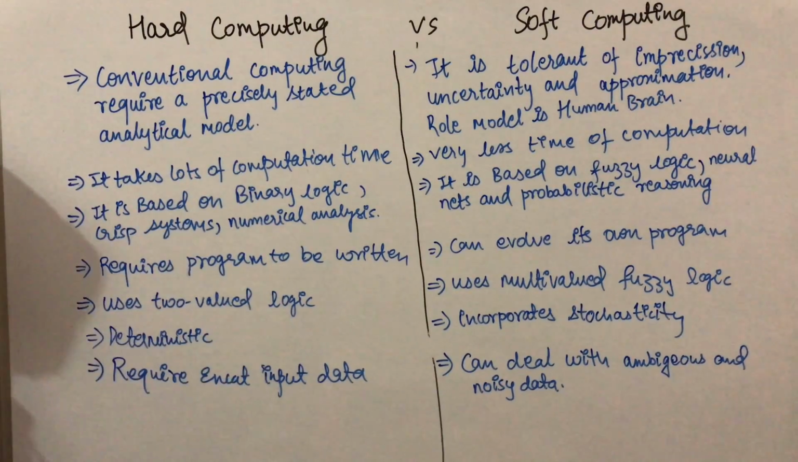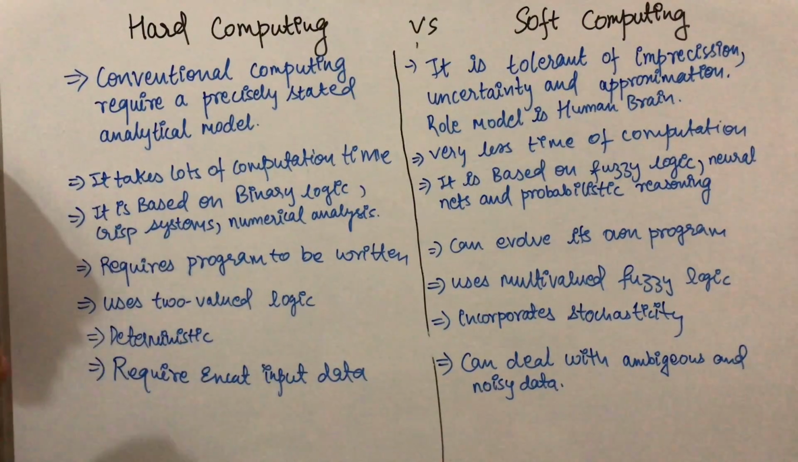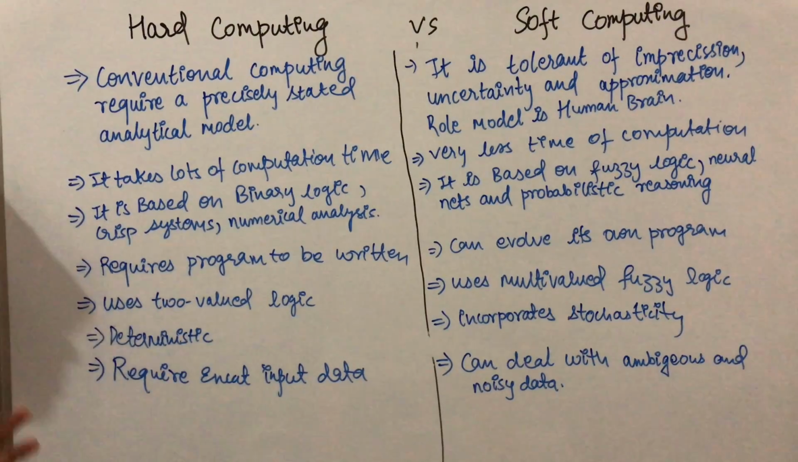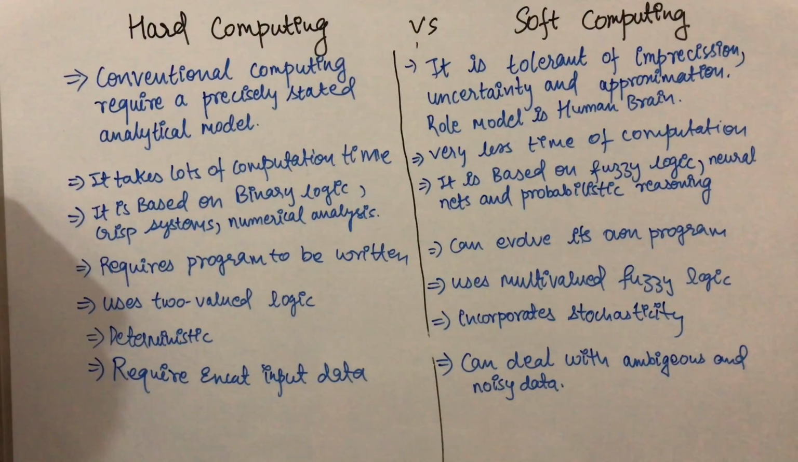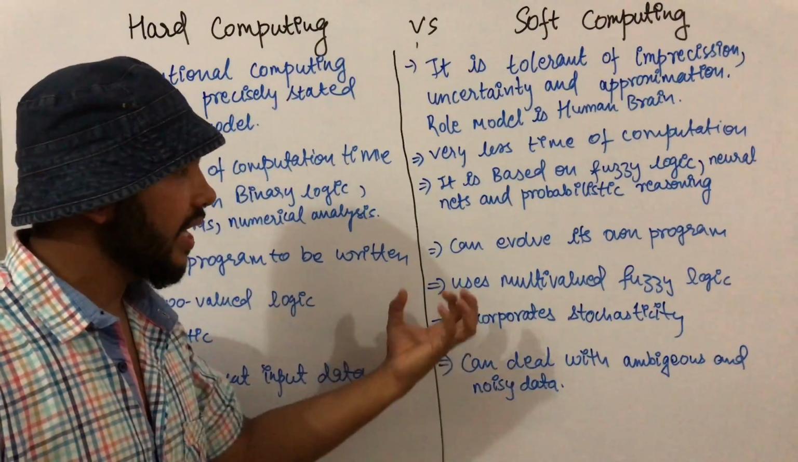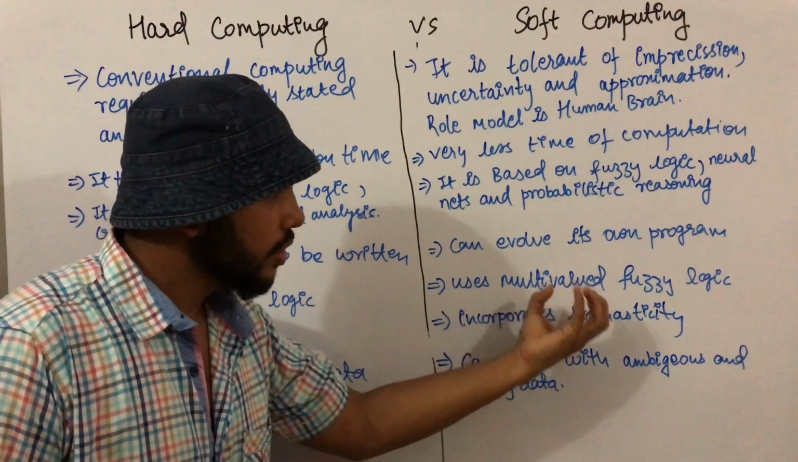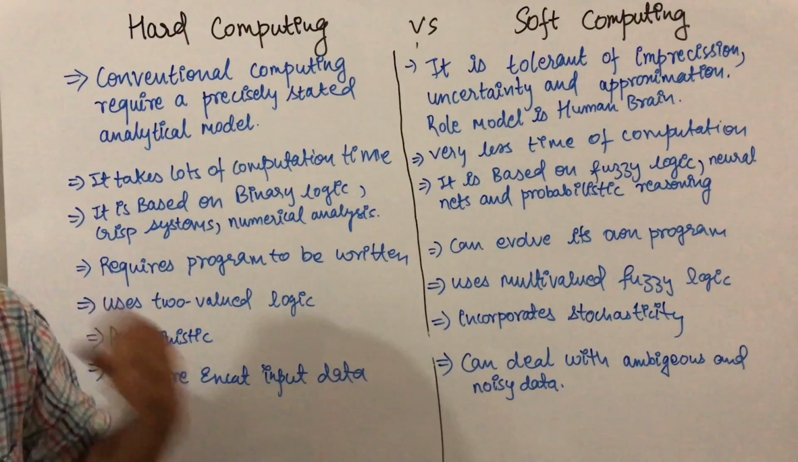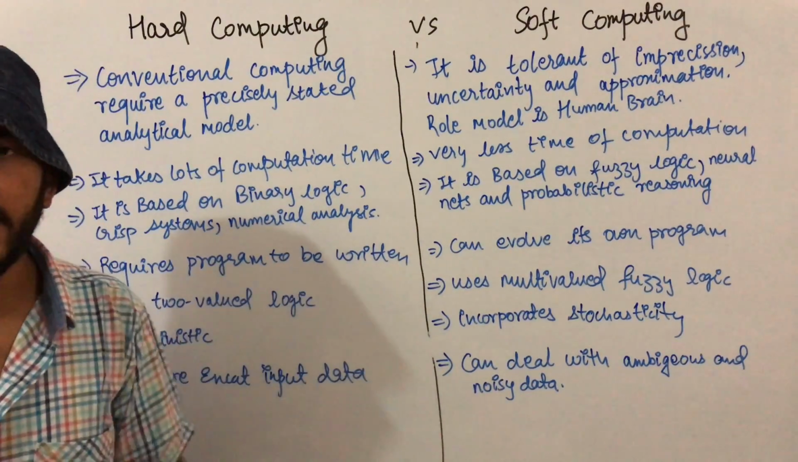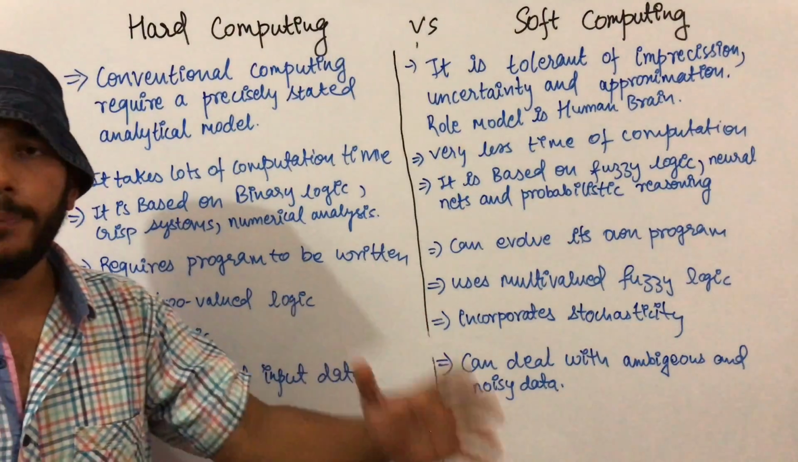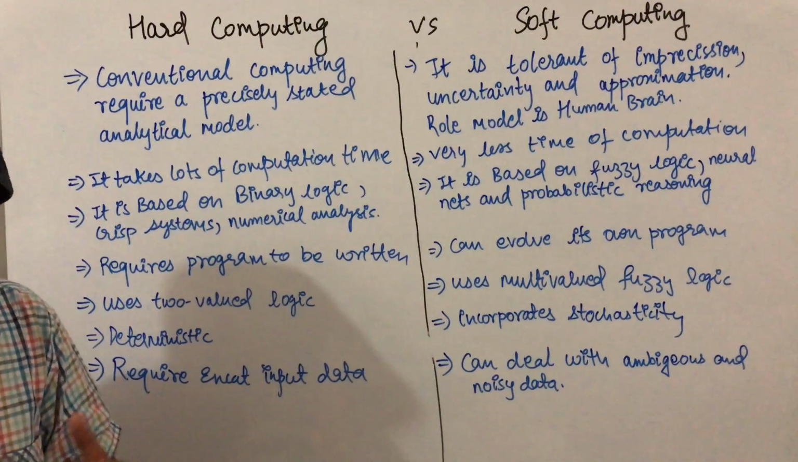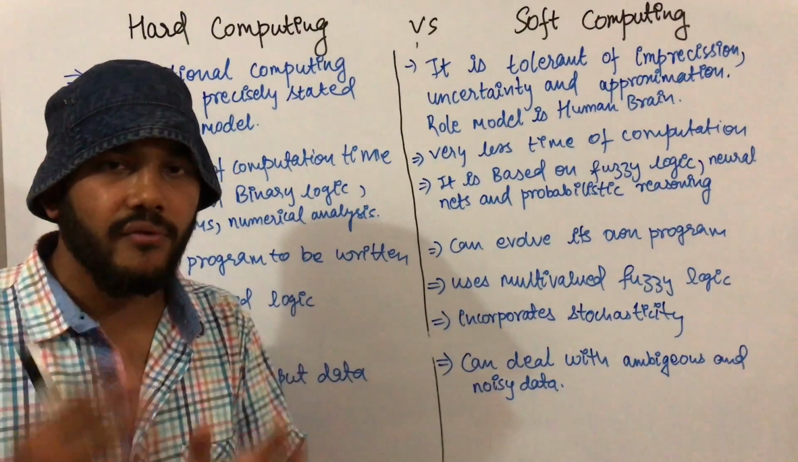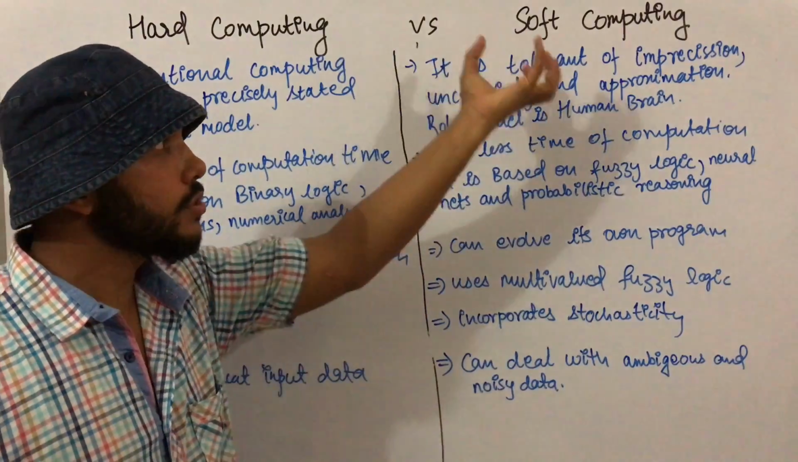Hard computing is deterministic. Deterministic means it is fixed to solve some particular set of problems. It will work only when you have the information present in a deterministic manner. But unlike that, soft computing incorporates stochasticity, that is randomness. Suppose you have a program to check temperature variation and there can be some random temperature. Whenever there is some randomness present, we are going to use soft computing.